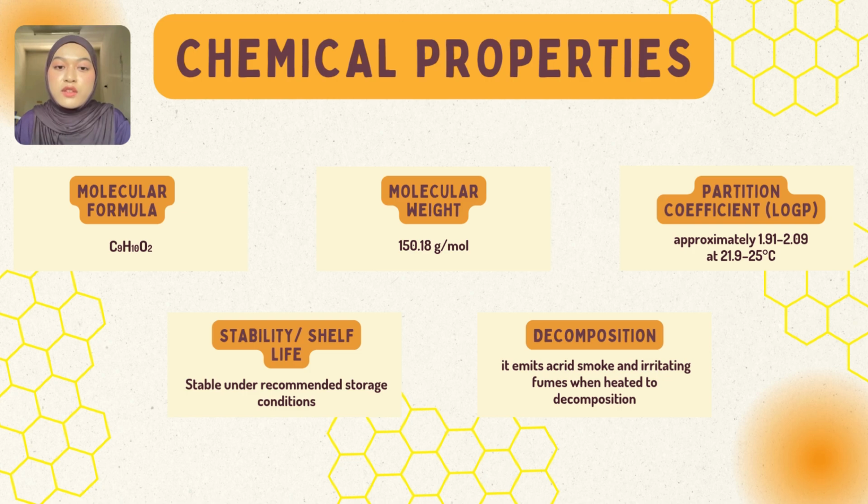The partition coefficient is a ratio that describes how a compound distributes itself between two immiscible solvents, typically water and an organic solvent. If the value of P is more than 1, it means the compound is more soluble in organic solvent, while if the value of P is less than 1, it means the compound is more soluble in water.